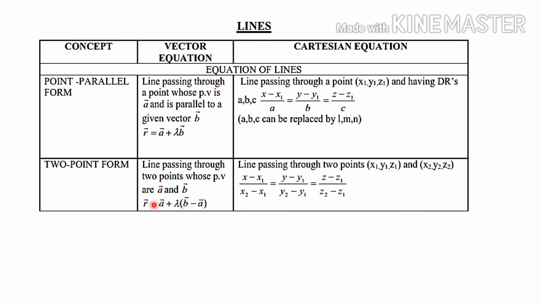Vector form is vector r is equal to vector a plus lambda into (vector b minus vector a). And the Cartesian form, when (x1, y1, z1) and (x2, y2, z2) are the 2 points' coordinates given to you, the formula is (x minus x1)/(x2 minus x1) equal to (y minus y1)/(y2 minus y1) equal to (z minus z1)/(z2 minus z1).